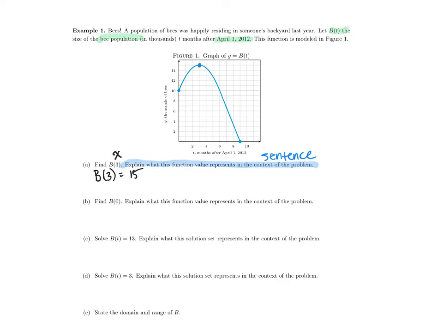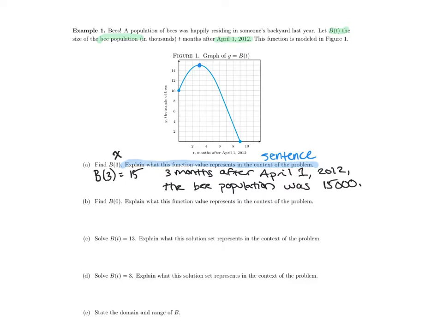And what does this exactly mean? With an input of 3, or 3 months after April 1st, 2012, we got the answer of 15, which means the bee population was, it's not just 15 bees. Remember, this is in terms of thousands, so this is 15,000 bees, which is, to be honest, far too many bees. All right, let's keep on going.